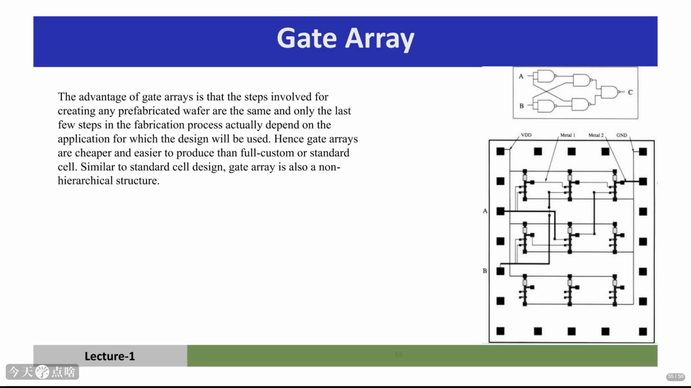Like standard cell, gate array is also non-hierarchical. The diagram shows a conceptual uncommitted gate array with rows of potential transistors. The circuit diagram shows how a simple logic function, like an XOR gate, can be implemented using these prefabricated gates and the routing network. It's a trade-off between flexibility and performance.